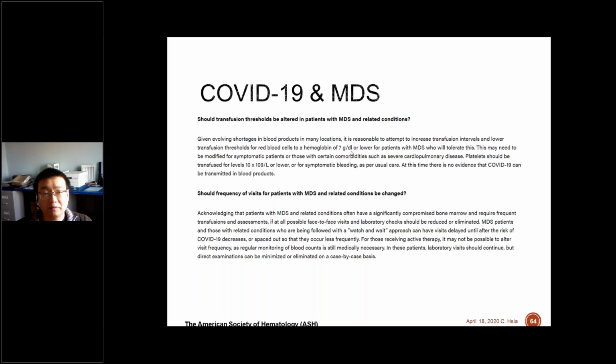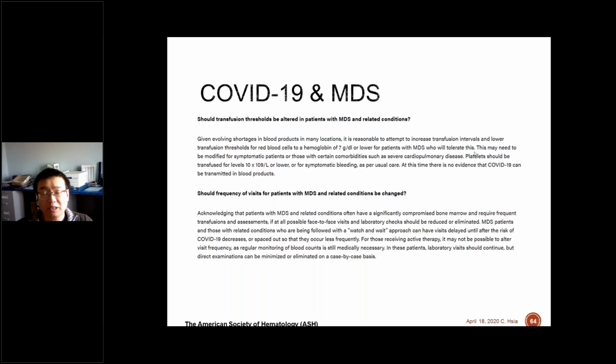whether it's red blood cells for hemoglobin, and then for platelets, they also mentioned platelets should be transfused for levels below 10. Again, this is 10 to the ninth power per liter of cells. So this is the unit, but if it's below 10, you should consider still getting a platelet transfusion, okay?